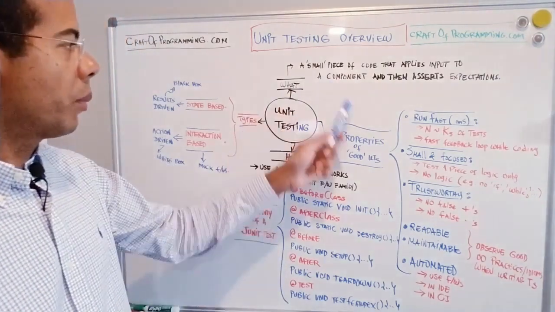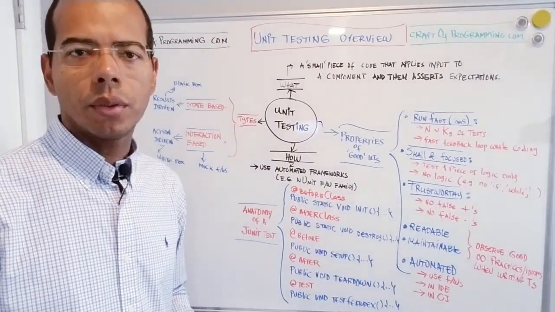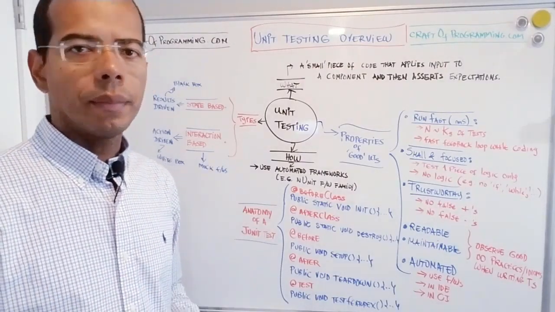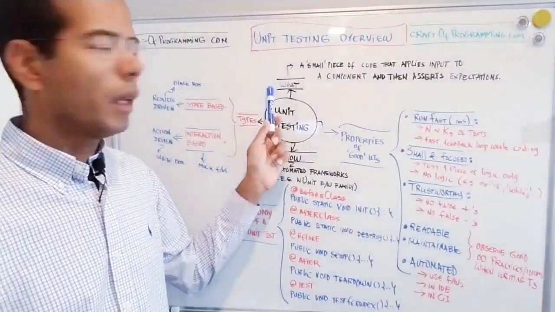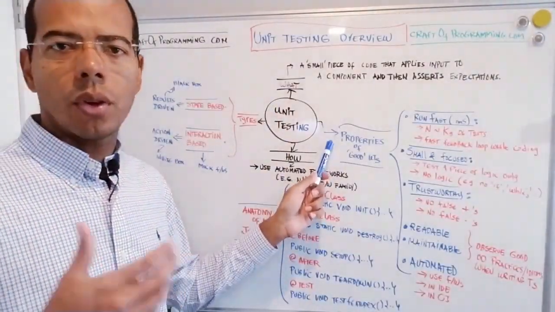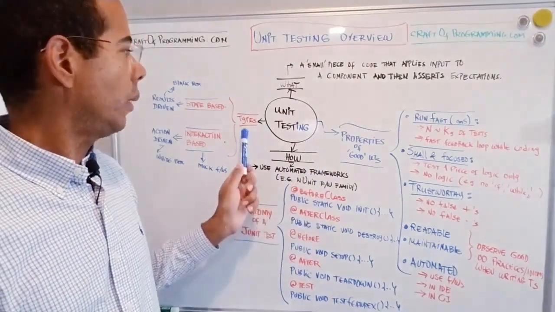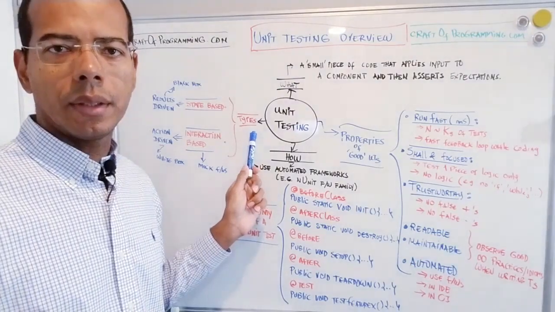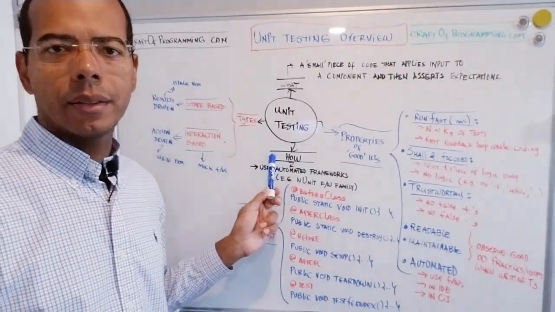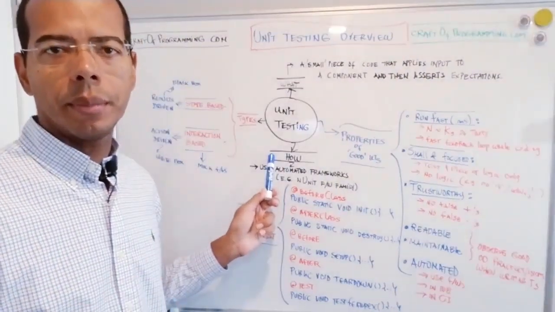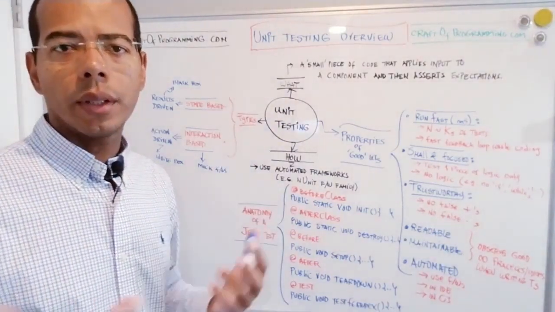Here on the board I've got a map of the topics that we are going to cover in this lesson. We're going to be defining what a unit test is, what the properties or features of good unit tests are, what the types of unit tests are that you are going to implement, as well as the mechanics of how unit tests are implemented. So let's start with the very basic question of what a unit test is.